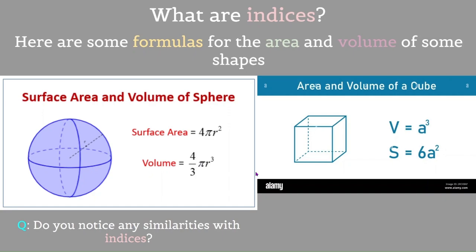Interesting. A pattern emerges. Volume, let's look at those. 4/3 pi r cubed, to the third power, right? There's a 3 here. There's also a 3 here.